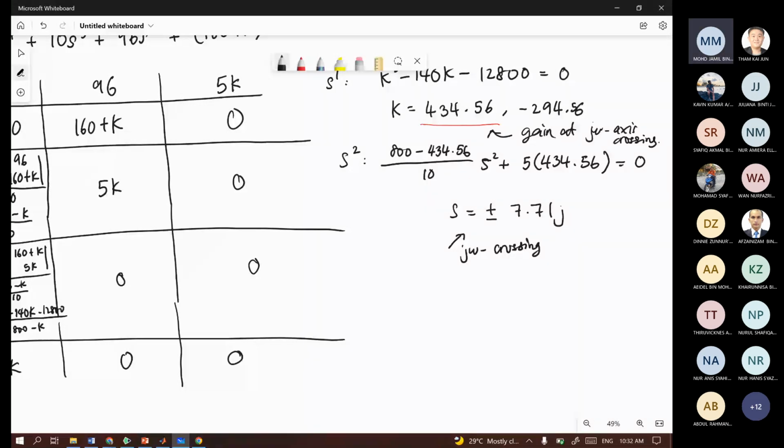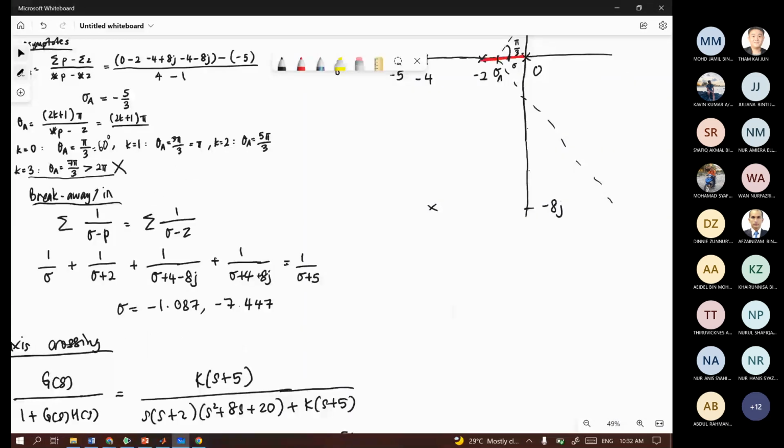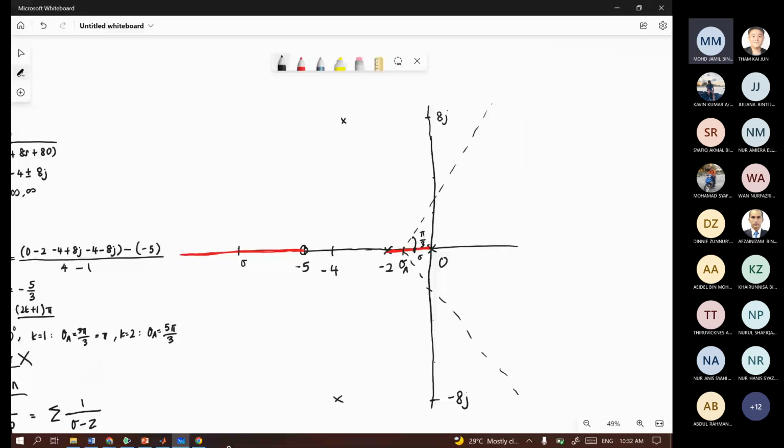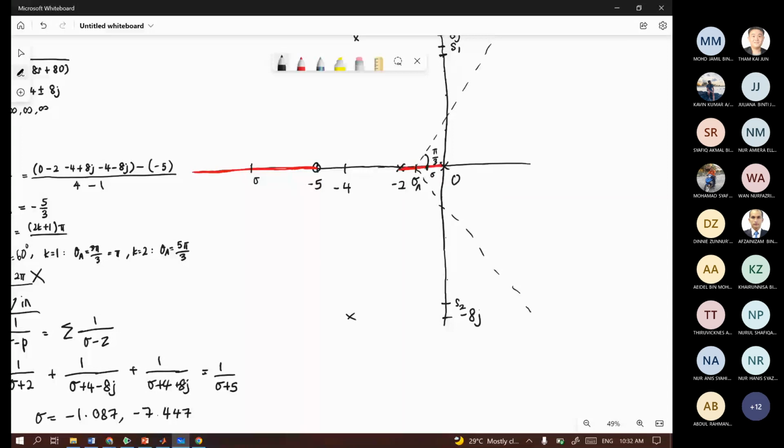Now we can sketch this value on the S-plane. So 7.71 should be somewhere here or here. Let's say I label it S1. Okay, then what else? Nothing else.